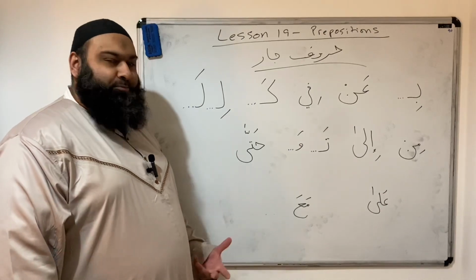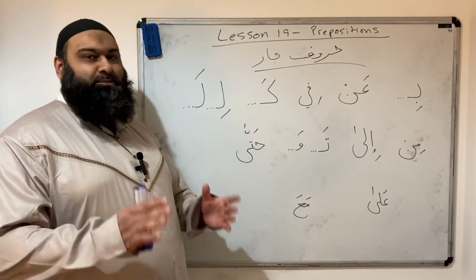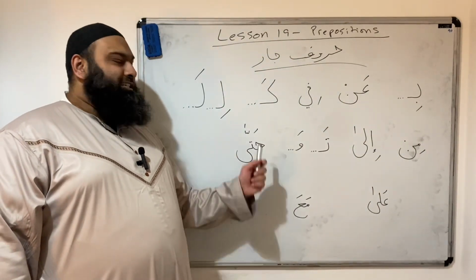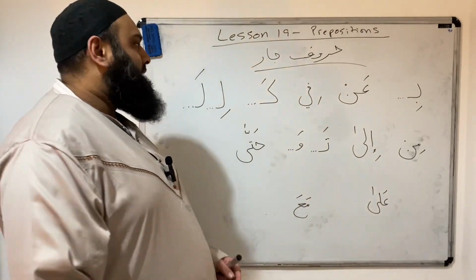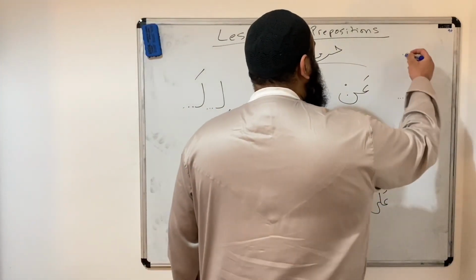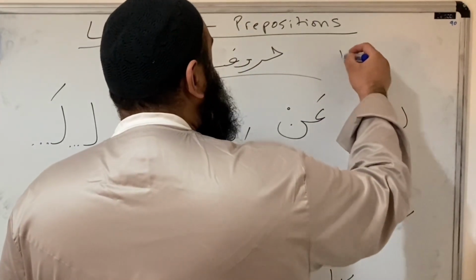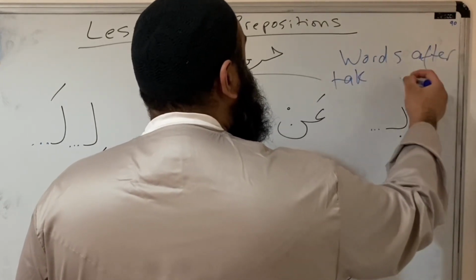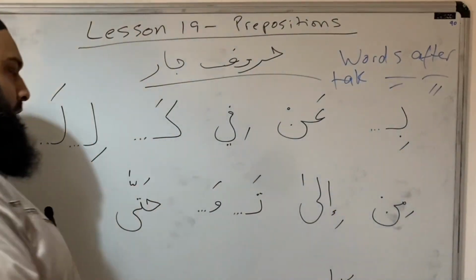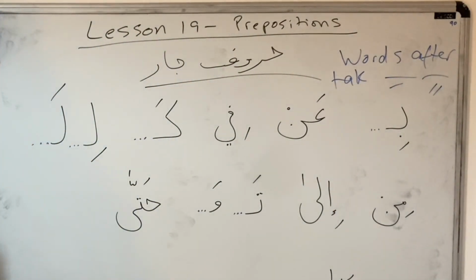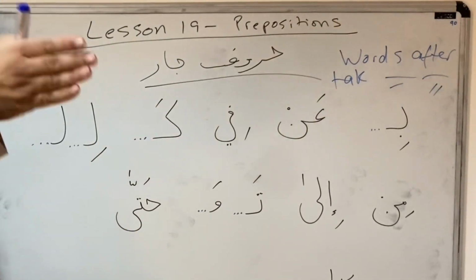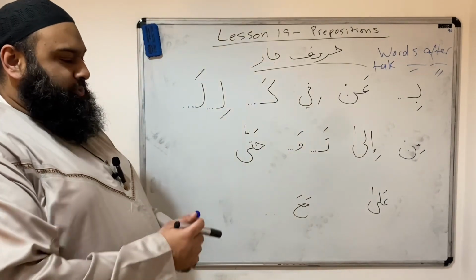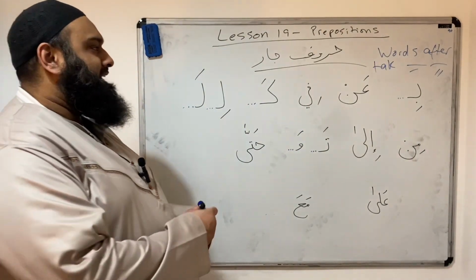Lesson number 19, Prepositions, Huroof Jaar, also known as Harf Jar in the singular. Harf Jar is a really important lesson from a grammar perspective. Let's explain the simple grammar first: any word that comes after any one of these words will always take a kasra, or kasratain, whichever one. The difference is whether it has an alif lam or not. If it has alif lam, it takes a kasra; if no alif lam, it takes a kasratain. Starting with the first word, which is bi, and this means in or with.